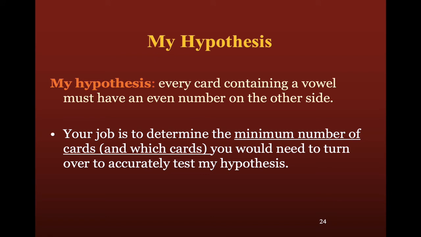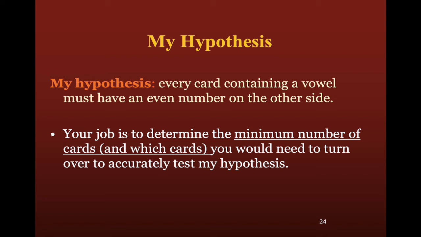Now, I have a hypothesis that every card containing a vowel must have an even number on the other side. Now, what I want you to try to do is figure out the minimum number of cards and which specific cards you have to turn over to accurately test my hypothesis.